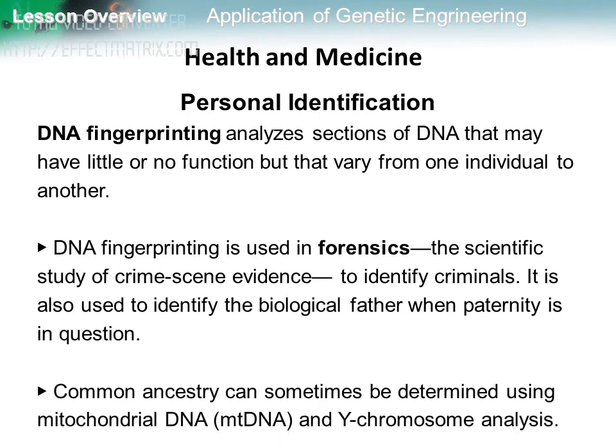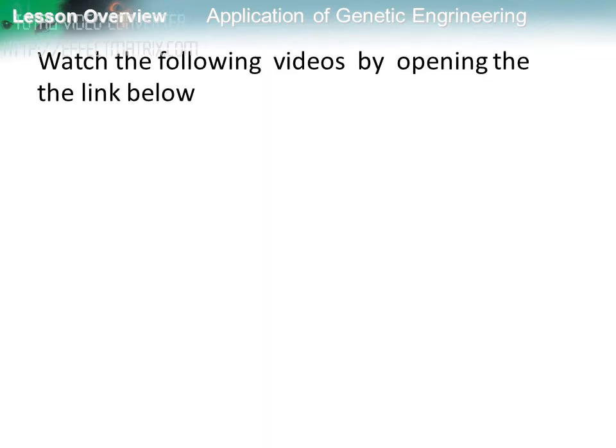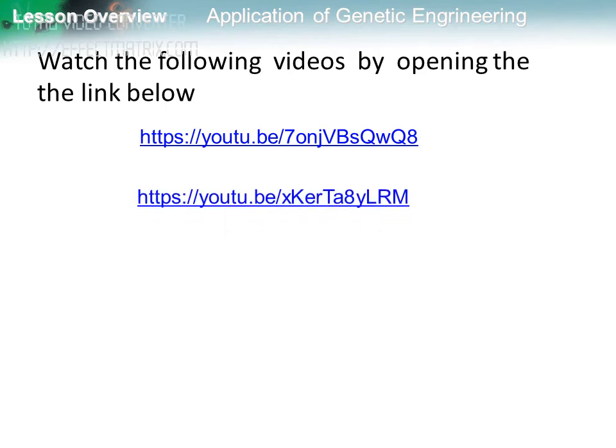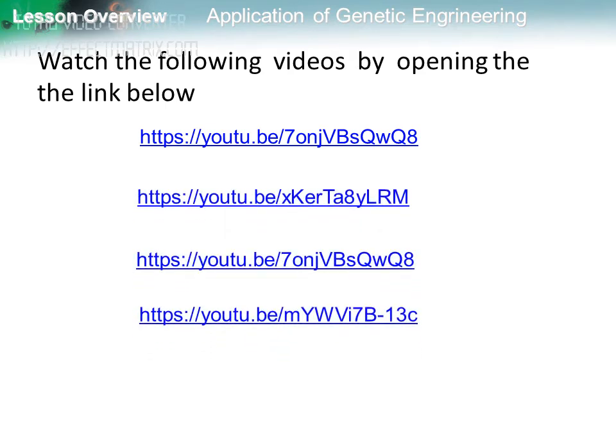Common ancestry can sometimes be determined using mitochondrial DNA and Y chromosome analysis. Students, the above explanation is simply the general overview of the lesson. For detailed information, please watch the links below. And after watching these videos, you can proceed to the section assessment part.